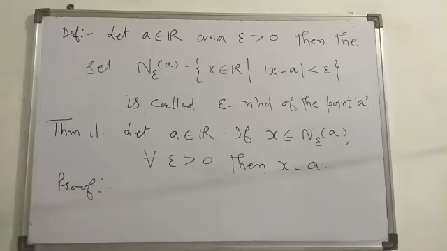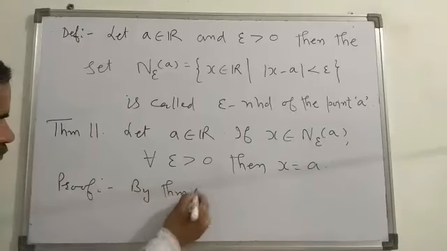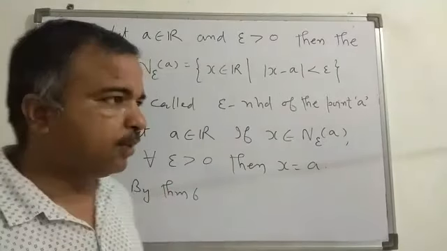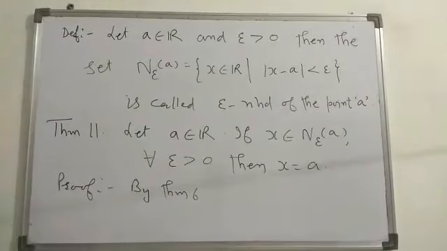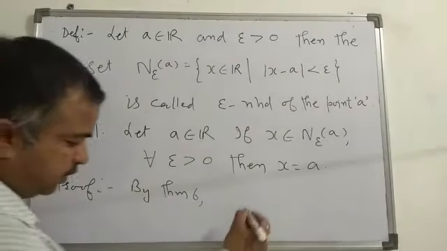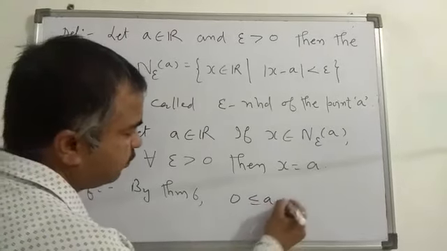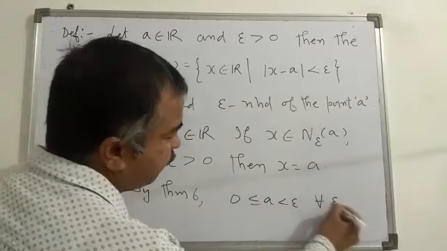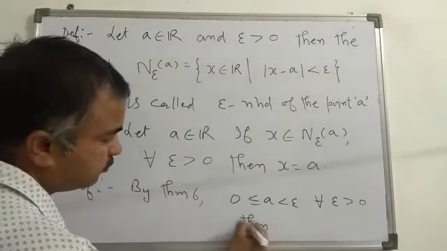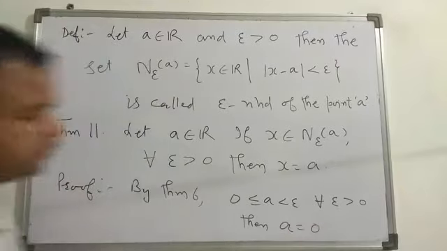In some previous video of my properties of real numbers, by theorem 6, the proof of this theorem is available in a previous video delivered by me. This theorem states that if 0 is less than or equal to A is less than epsilon, for every epsilon positive, then A is equal to 0.